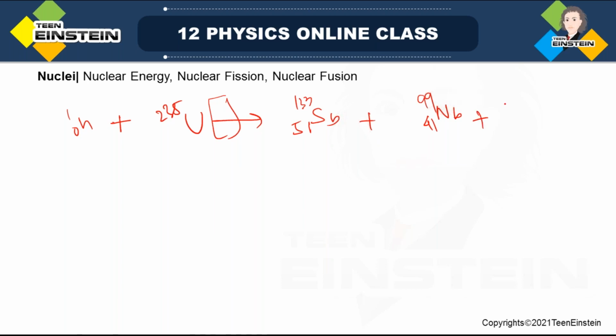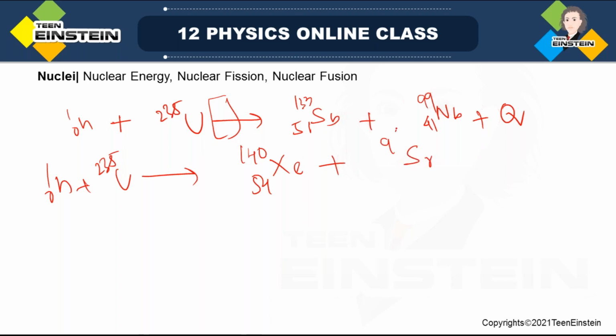4499, and along with that there will be energy release. And another reaction route is U235 plus N01. It gives xenon 140 54, and another one is strontium 94 38, and along with that there will be 2 neutrons released.